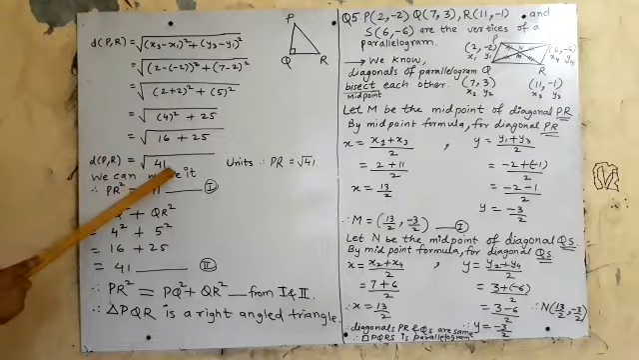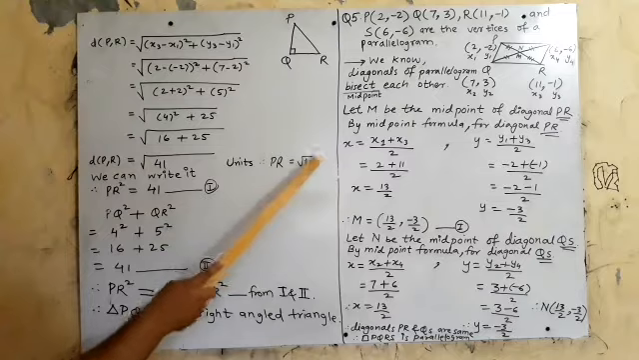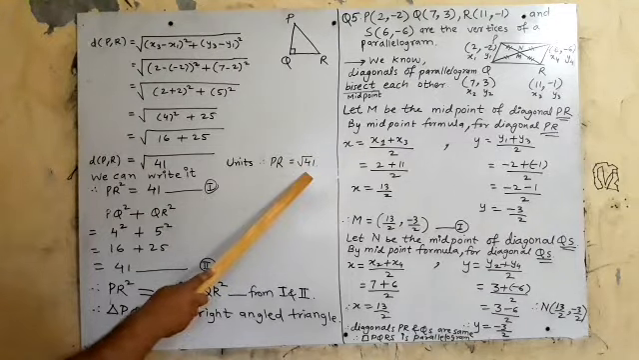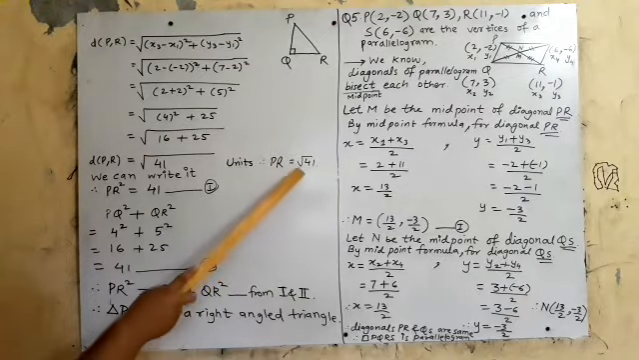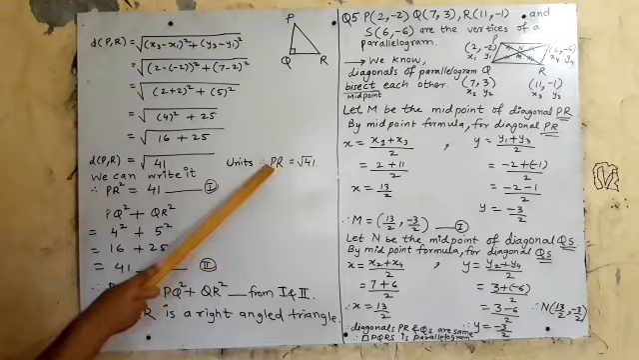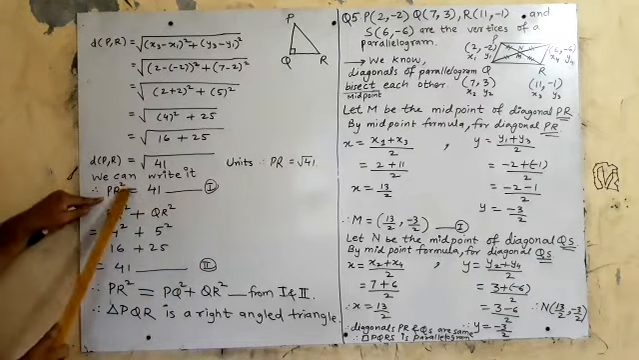Square root 41. So at the end the answer is PR is equal to square root 41. Why square root 41? Because 41 is a prime number and it will not come out of the square root. So what we will do? We will give this square root to this number. So PR, we can write it like PR square.